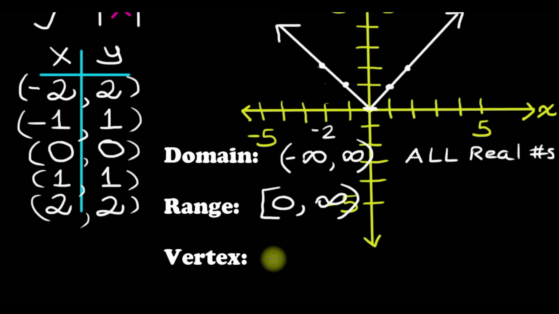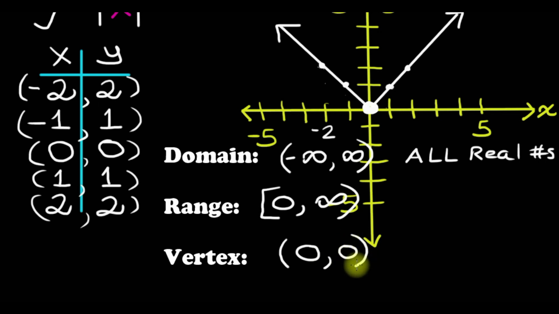And the last thing here is your vertex. The vertex of this parent function is right here. What is the location of that point? The location of that point is going to be at (0, 0).